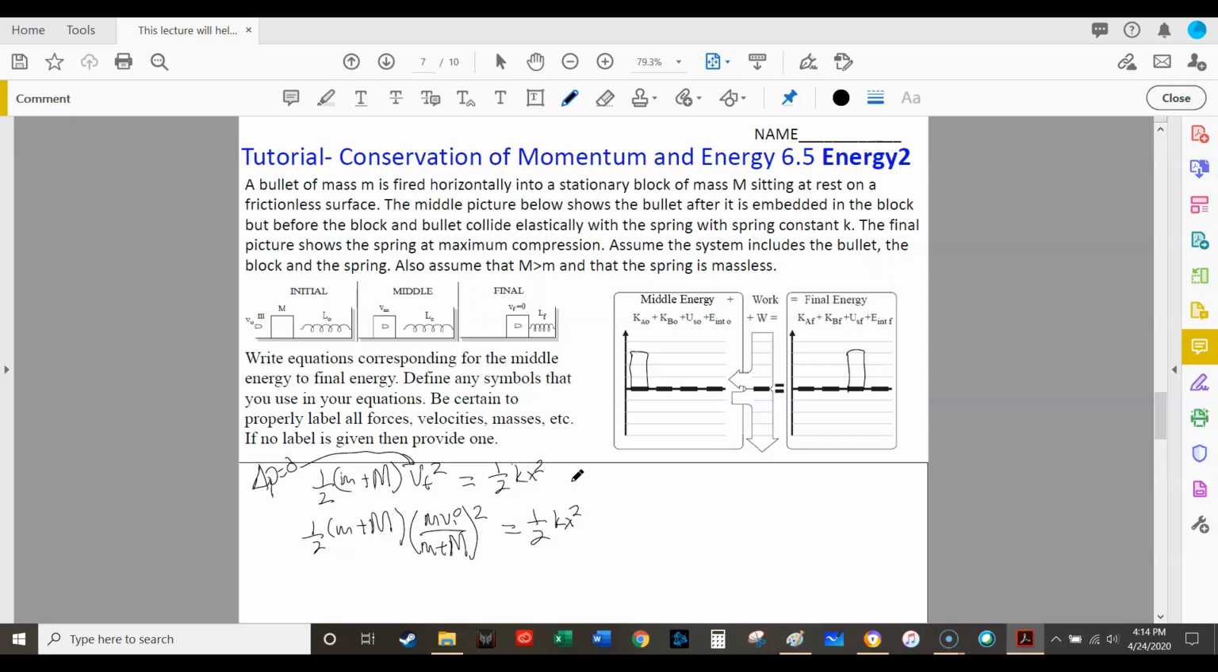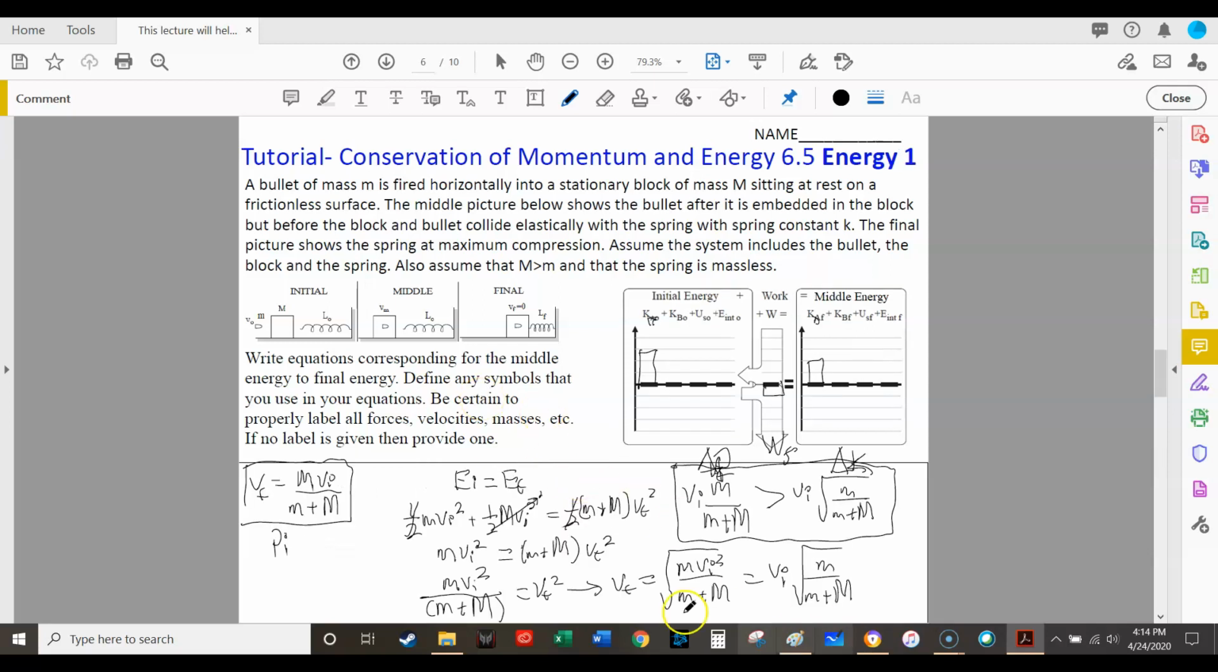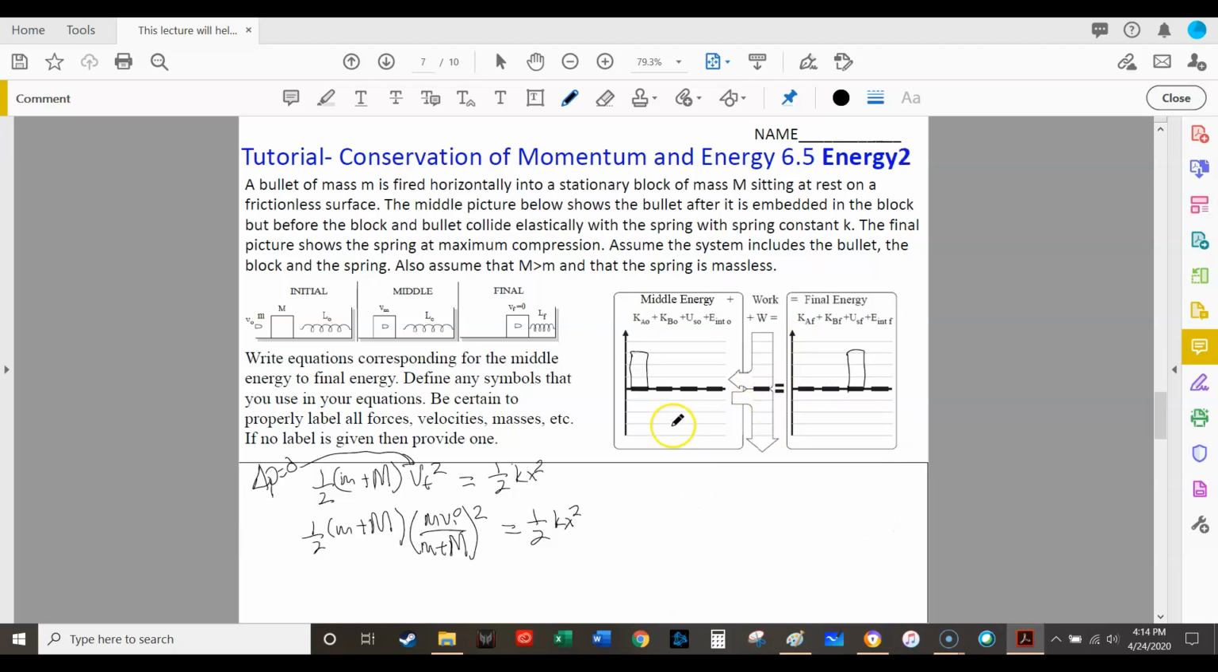Had we worked this out with an elastic collision, then this equation would have worked out to be the same thing as this. The 3 kinetic energy would be equal to the 3 kinetic energy here, and we wouldn't have to worry about that. But in this case, the energy is lost.